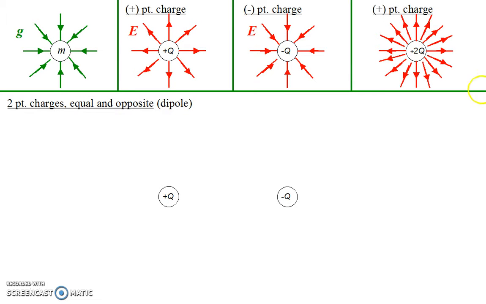Let's take a look at this situation. Notice I've left you a lot of space on your notes page. We have 2 point charges, equal and opposite. So I've got the positive charge on the left, the negative charge on the right. This is what's known as the electric dipole.